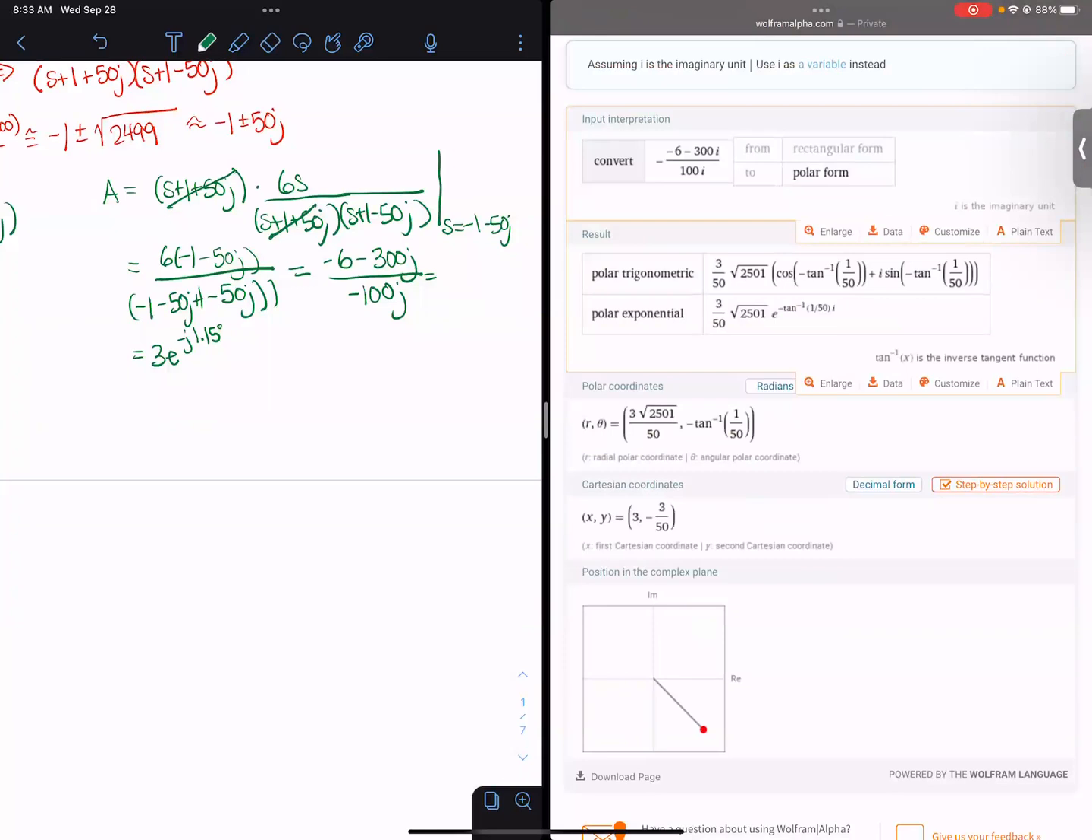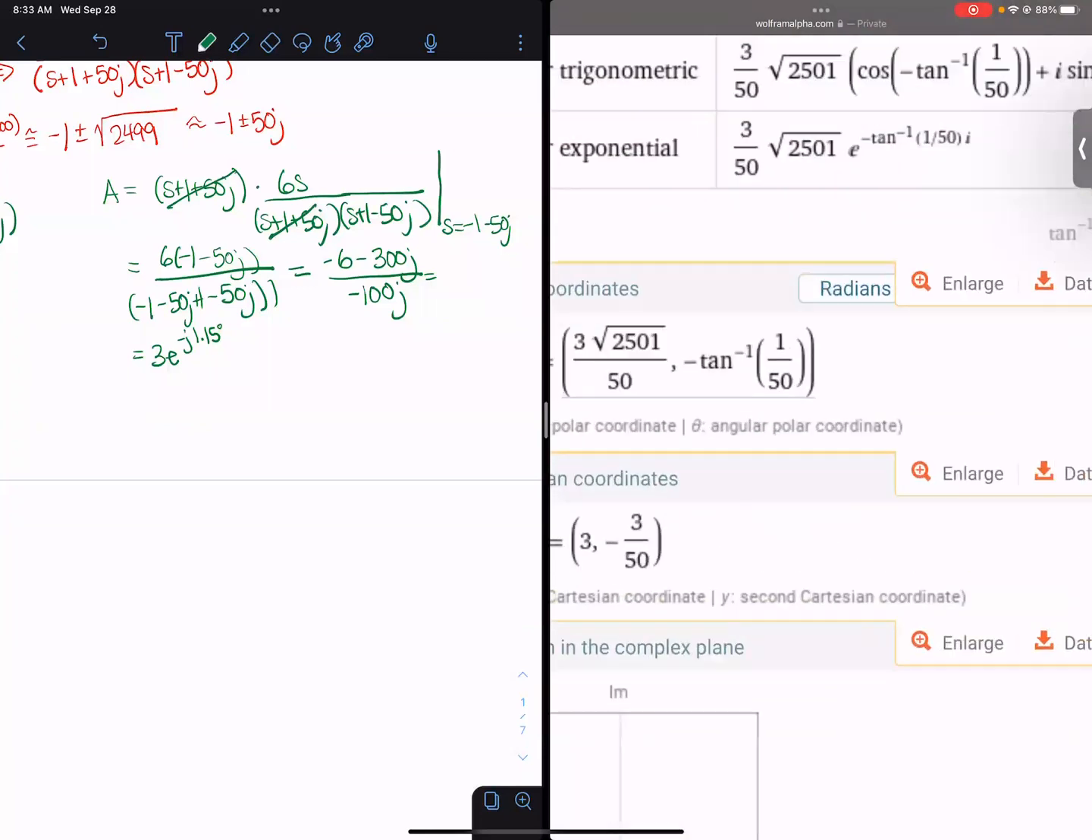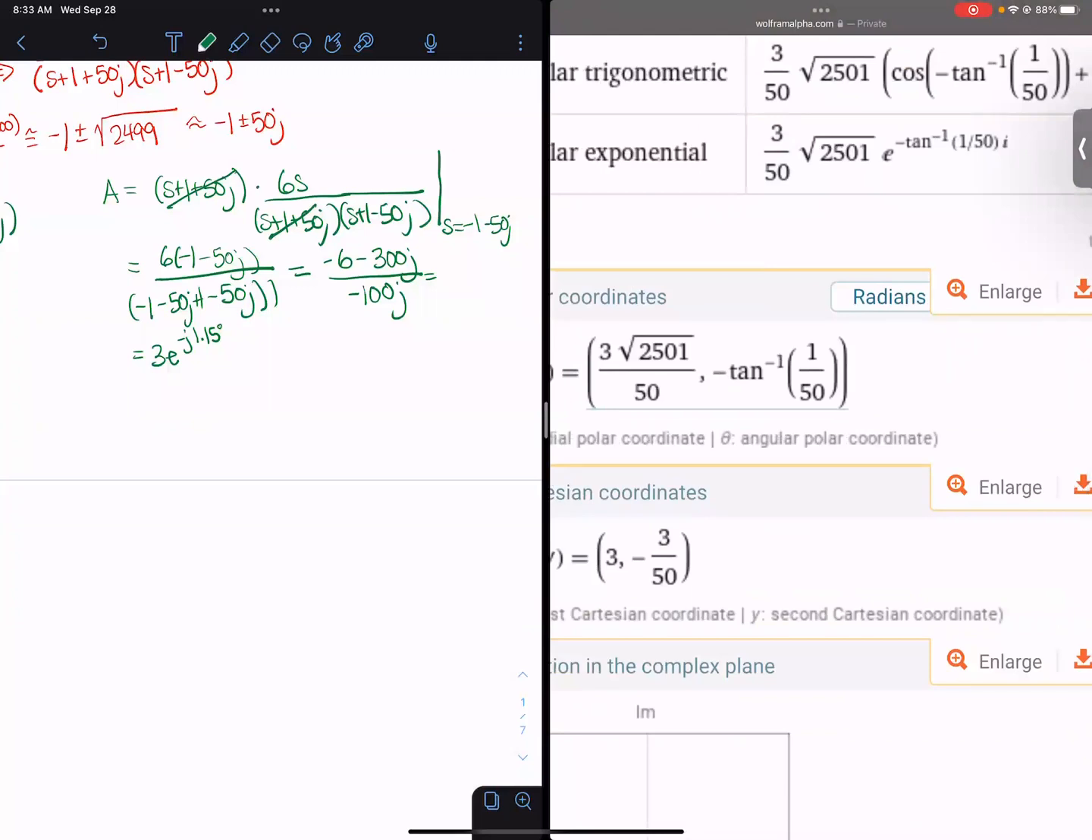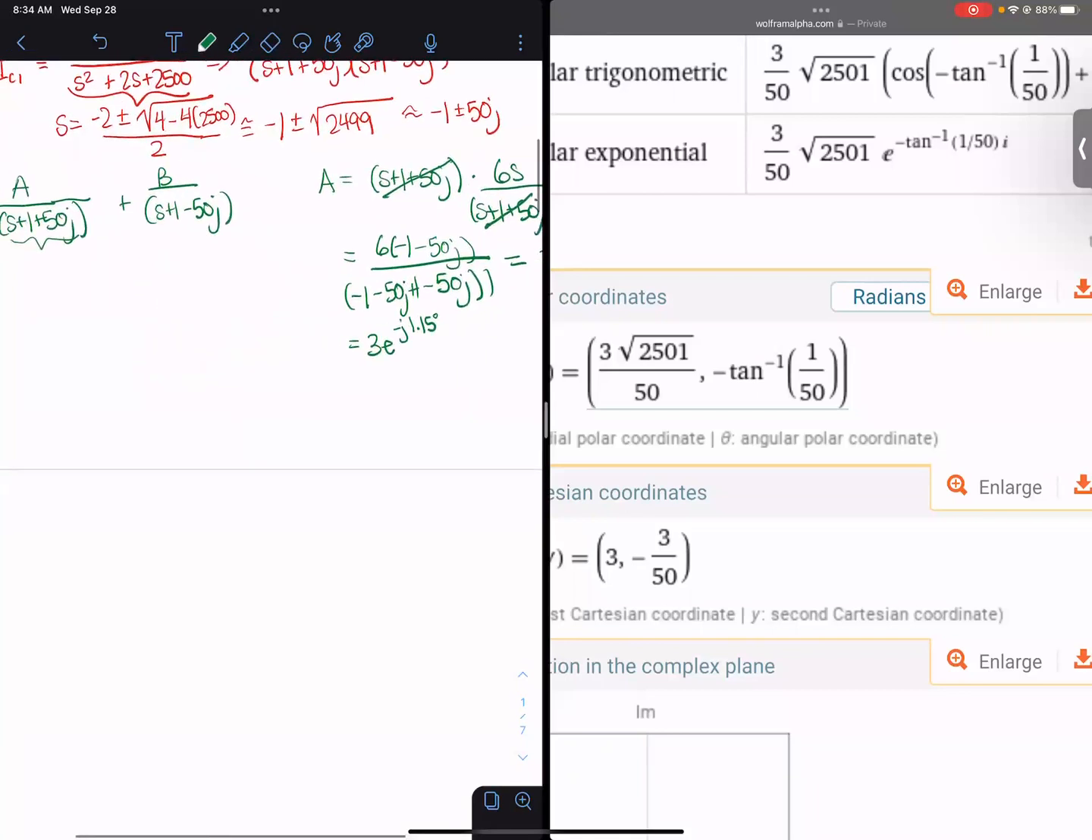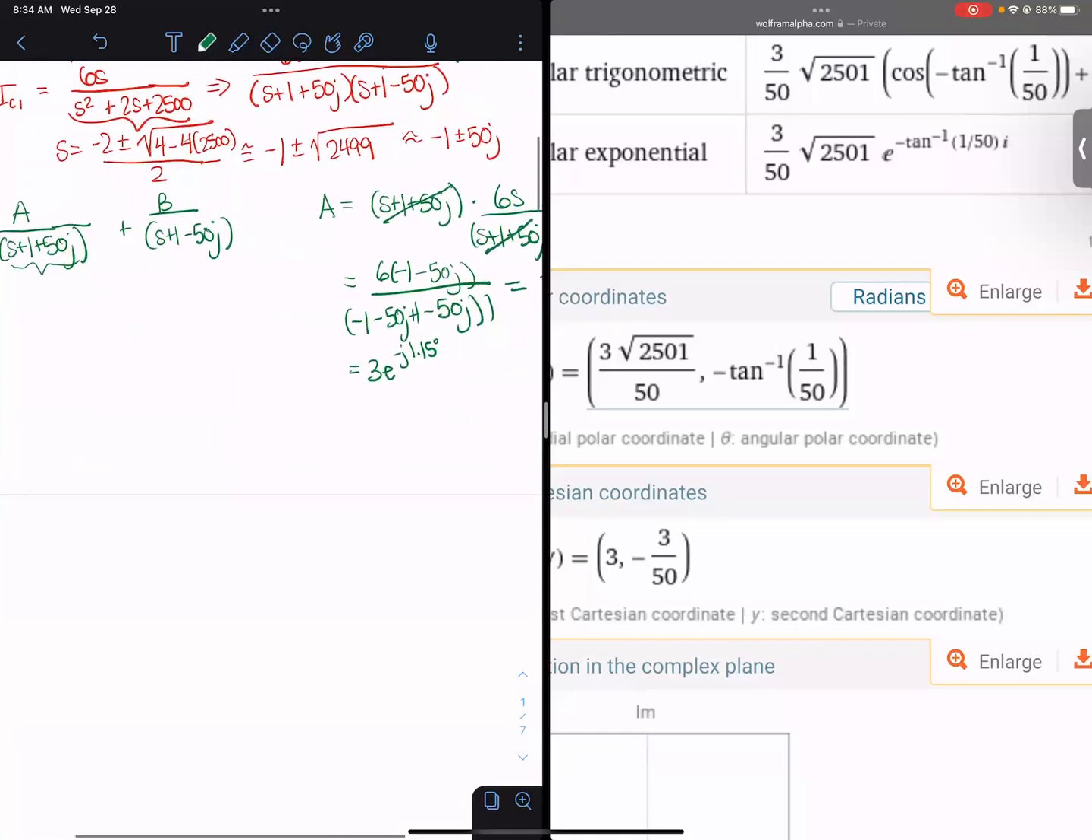So 3 over the square root of 2505 or 1 is approximately 3. And then the inverse tangent of 1 over 50 ends up being the minus 1.15 degrees. So use a calculator. Or you can do it by hand if you want, but you want to get it into the polar form. And now the B is going to be the conjugate of this.